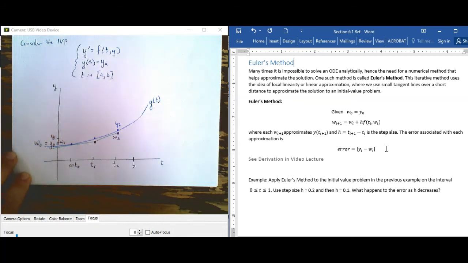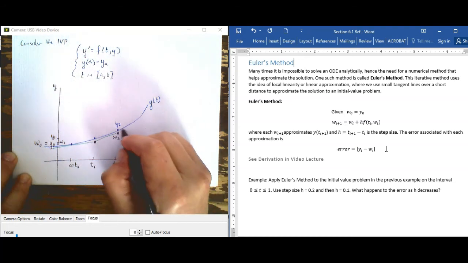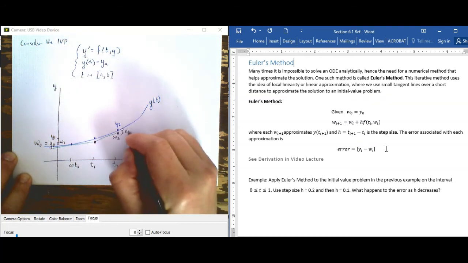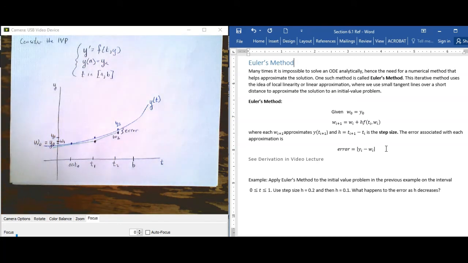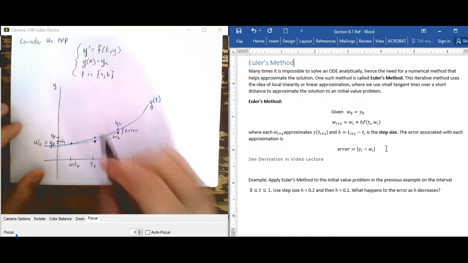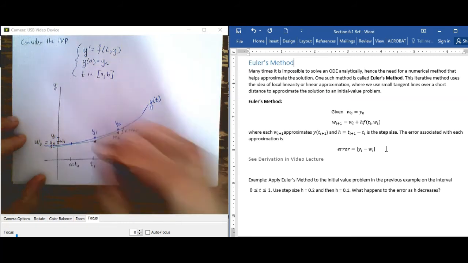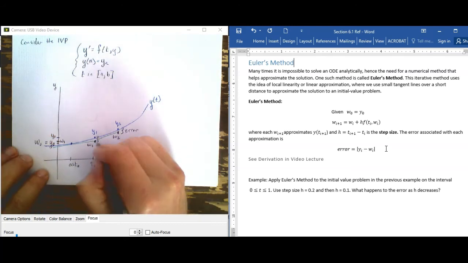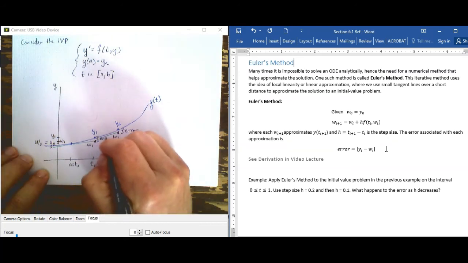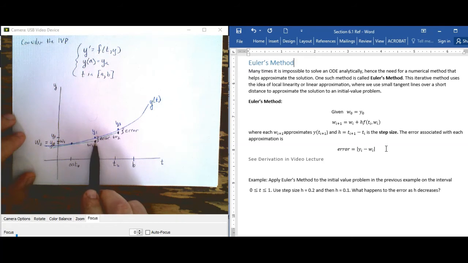Right, so the difference here is our y2, here's our w2. So you can see that there's a bit of error involved. So the error is just that distance. That's our error, at each step. So how do we figure that out? So again, here's our y1, here's our w1. Again, the error associated there would be that difference in the two values. So how do we find this guy here?